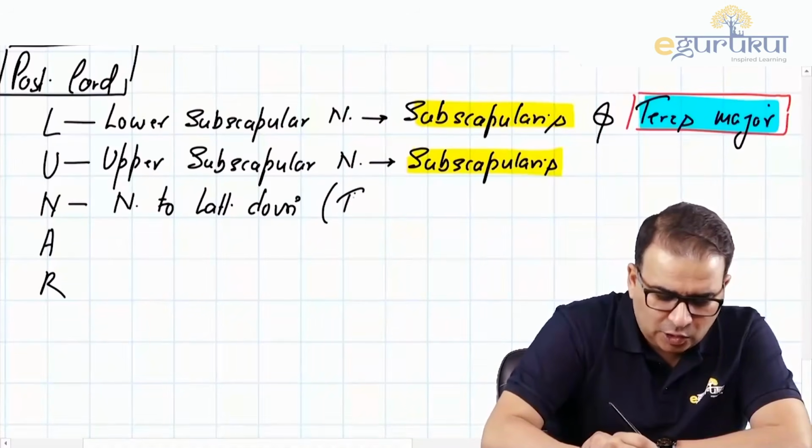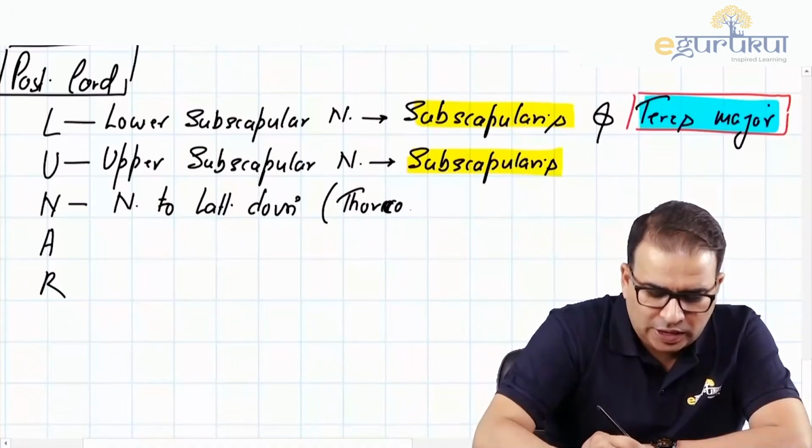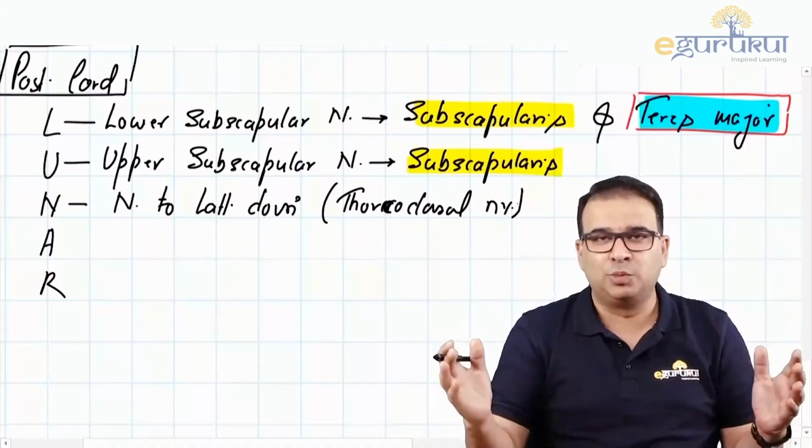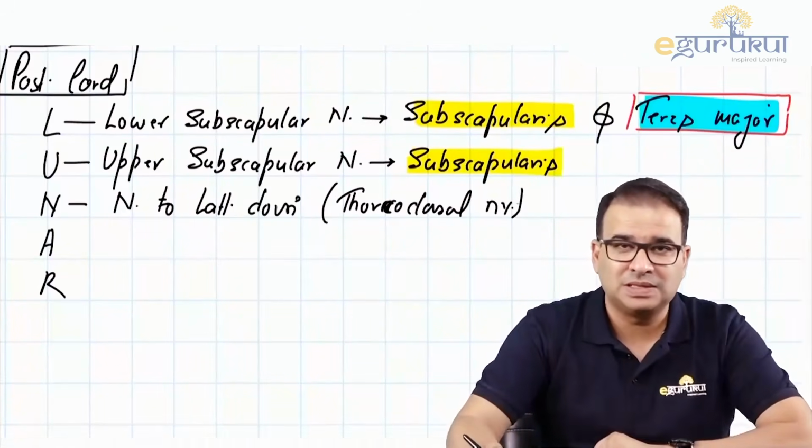Nerve to latissimus dorsi, also called the thoracodorsal nerve. Obviously it supplies the broadest muscle in the human body, that is the latissimus dorsi. Broadest, not the largest, the broadest muscle, that is latissimus dorsi.